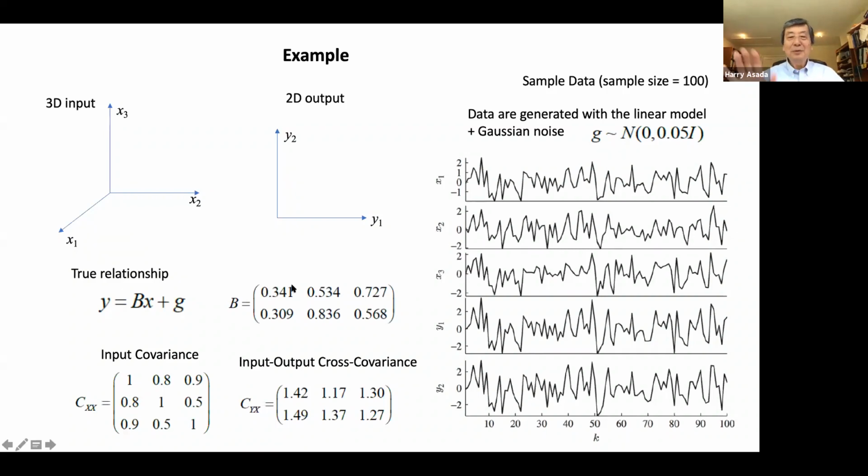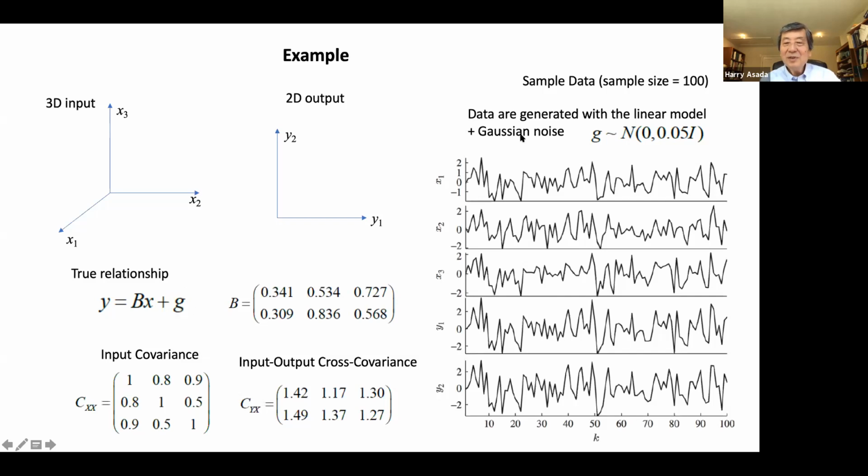So this is a very simple academic exercise, a toy problem. Input space is 3-dimensional, and output space is 2-dimensional. Okay, 3 and 2. And we create some data. The sample size is 100, with x1, x2, x3, and then the corresponding y1, y2 are created based on this. This is actually the true relationship, y equals Bx. But to make the problem a little more realistic, we put in this noise term g.